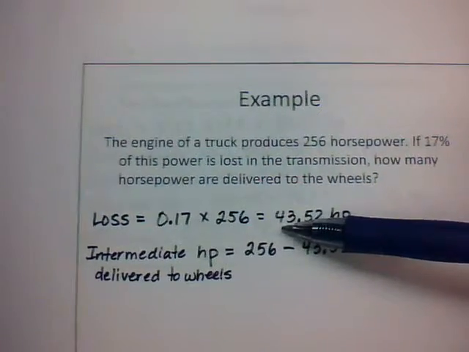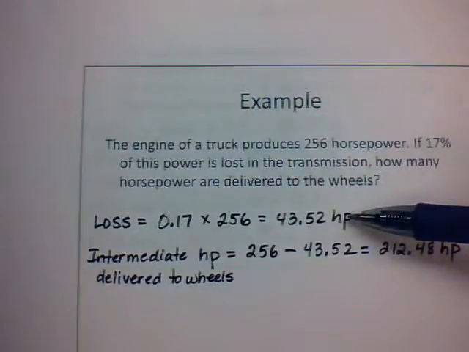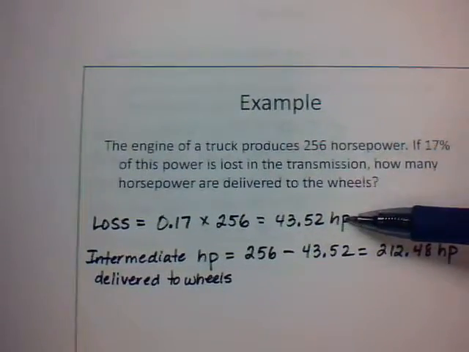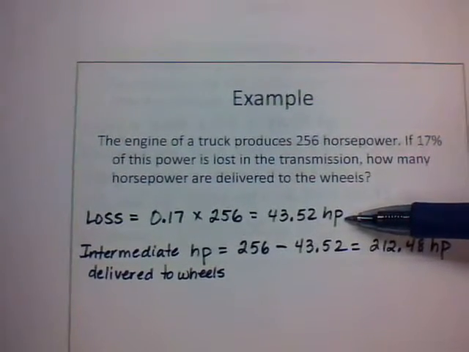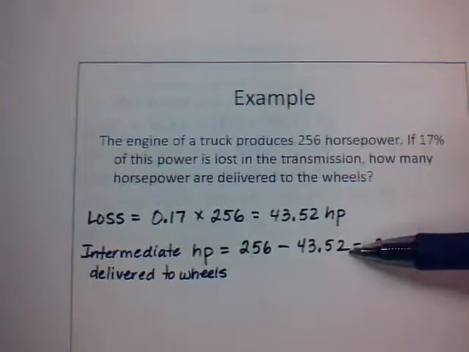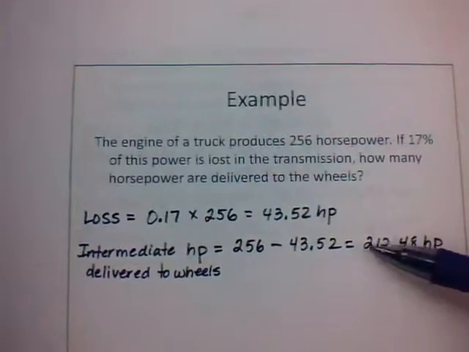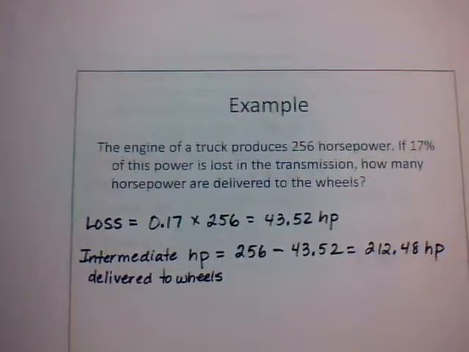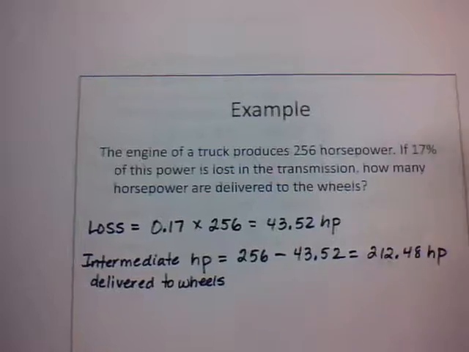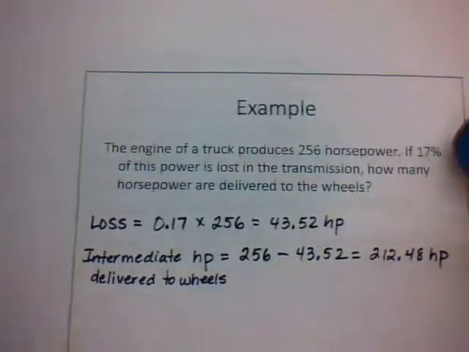That means there is a 43.52 loss in the horsepower in that engine. So to find the horsepower delivered to the wheels, we'll subtract the 43.52 from the 256 horsepower total to get 212.48 horsepower. So the amount of horsepower delivered to the wheels will be 212.48 horsepower.